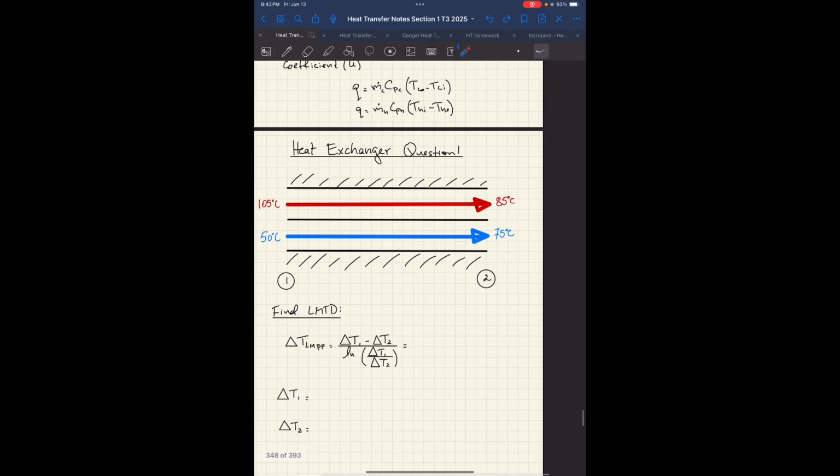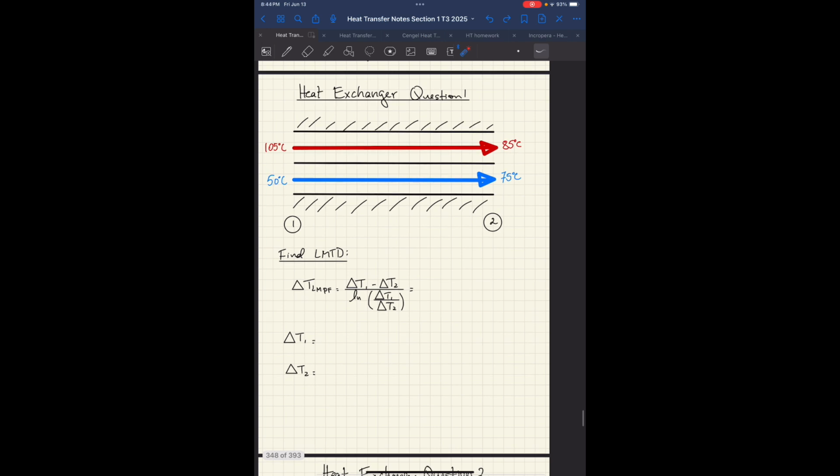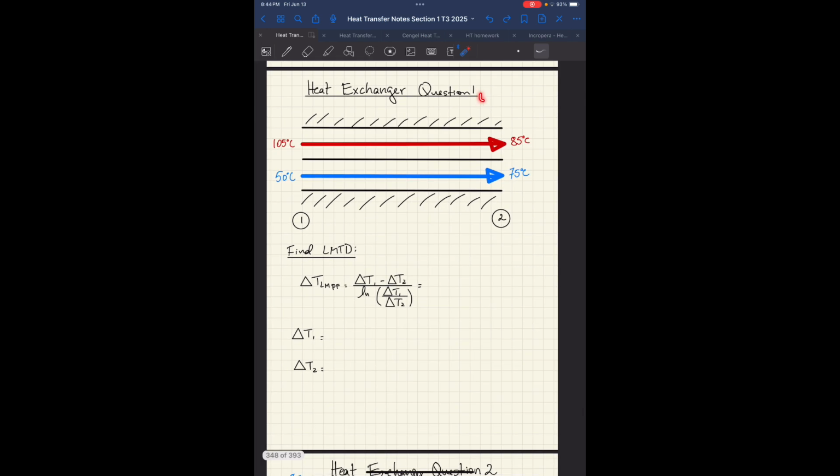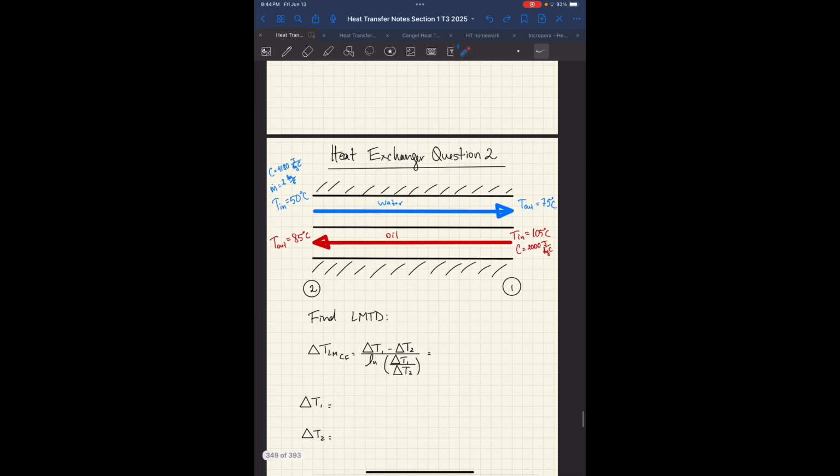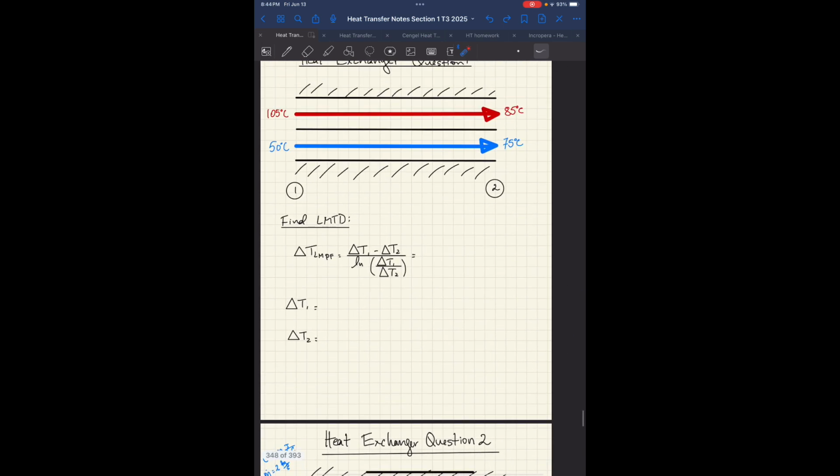Let's look at this heat exchanger equation. I basically solved this heat exchanger. So this is a parallel flow heat exchanger and I calculated delta T log mean, and I would do the same thing with a counterflow just to prove to you that the counterflow has a better log mean temperature difference. So let's go ahead, right?